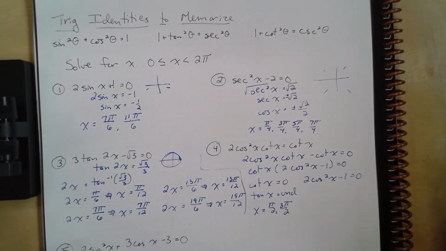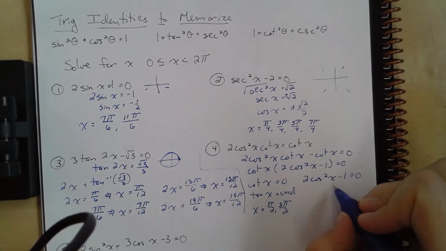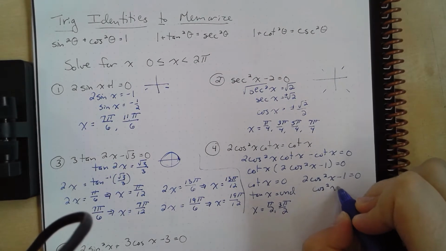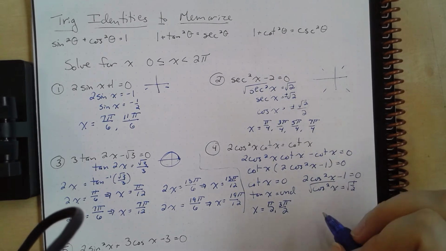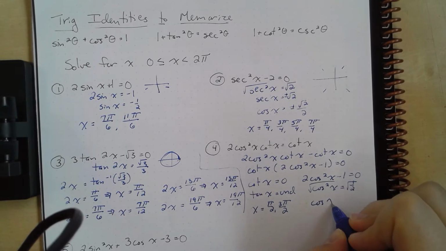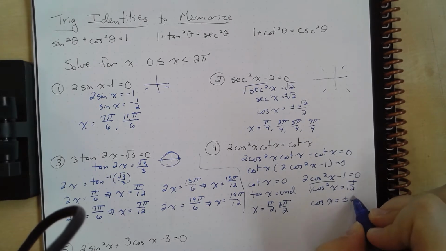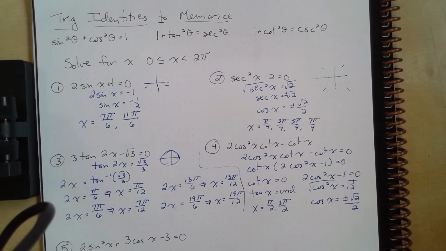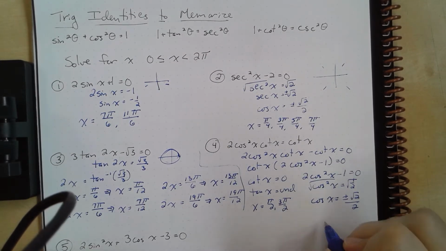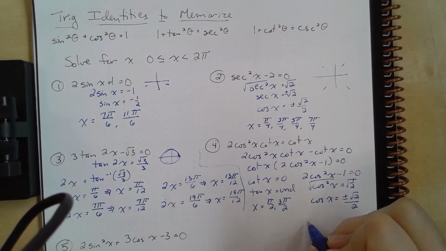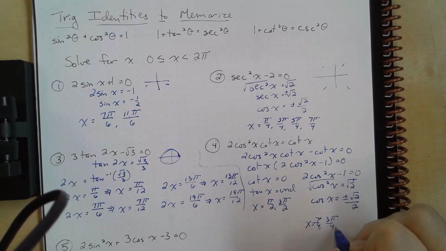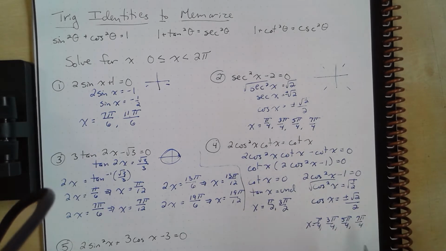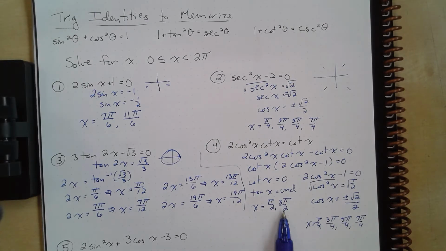2 cosine squared of x minus 1, we can solve for that. So we're going to have cosine squared of x is equal to 1/2. I take the square root of both sides. I get the cosine of x is equal to plus or minus radical 2 over 2. I'm not going to go through that algebra there. When is cosine of x equal to plus or minus radical 2 over 2? Well, that happens when x is equal to pi over 4, 3 pi over 4, 5 pi over 4, and 7 pi over 4. So here you can see we have actually 6 answers for this problem.